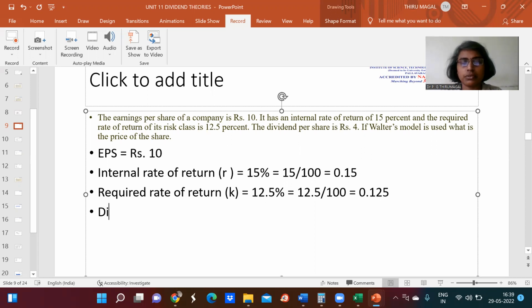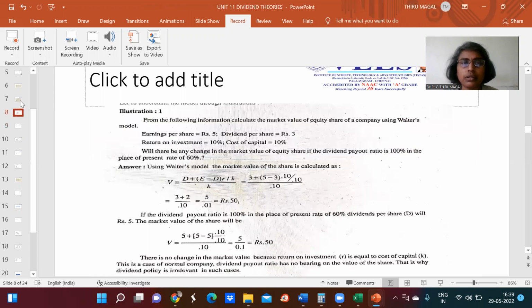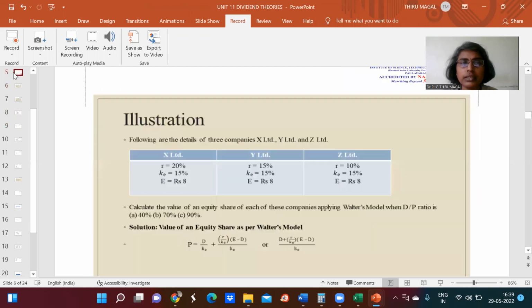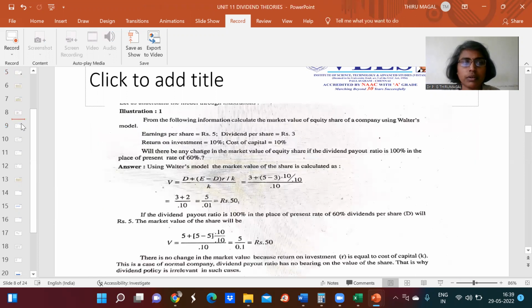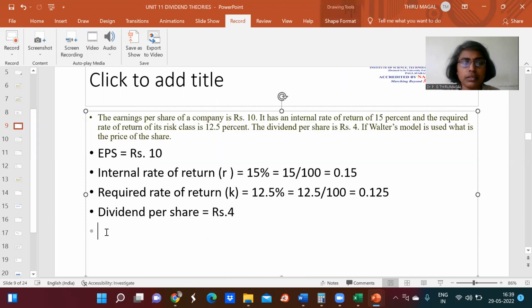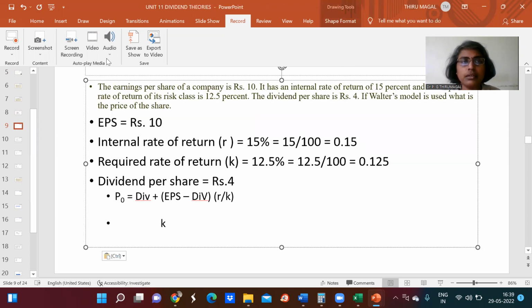Dividend per share, that is D value, is given as rupees 4. So all the data are given in the problem. We need to find out the price of the share using Walter model. So we know the formula for Walter model. Let me copy the formula here.